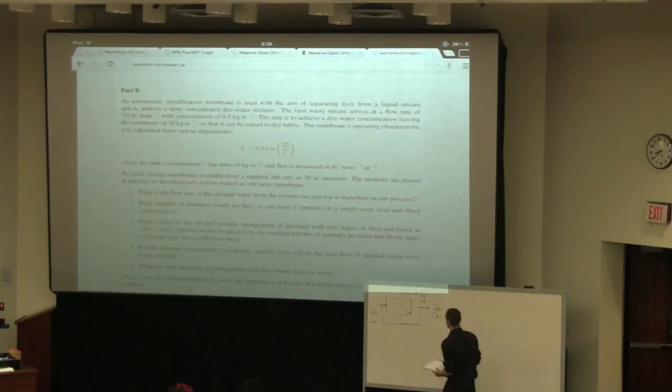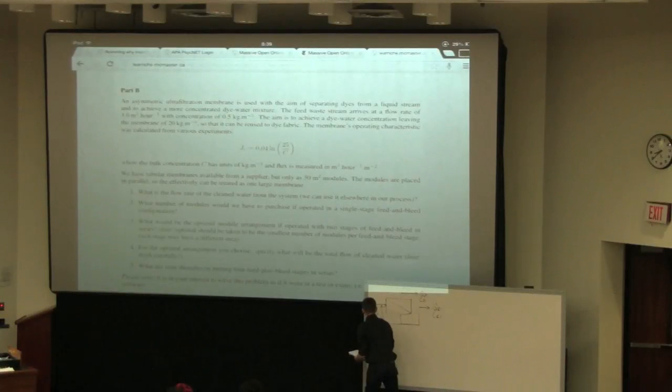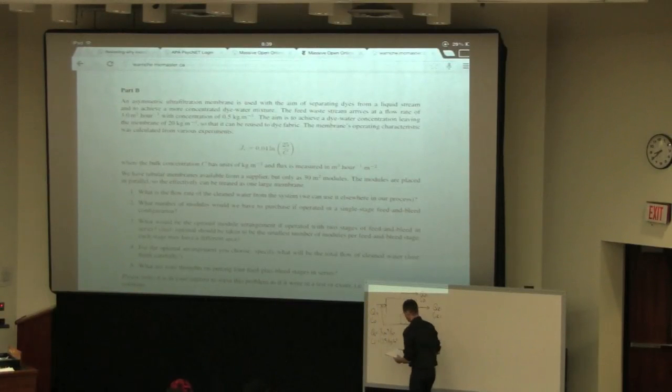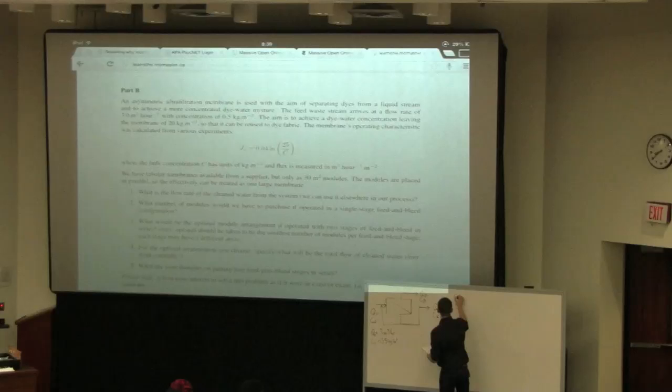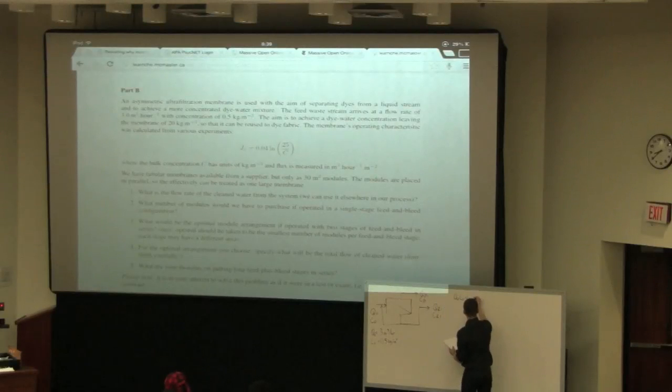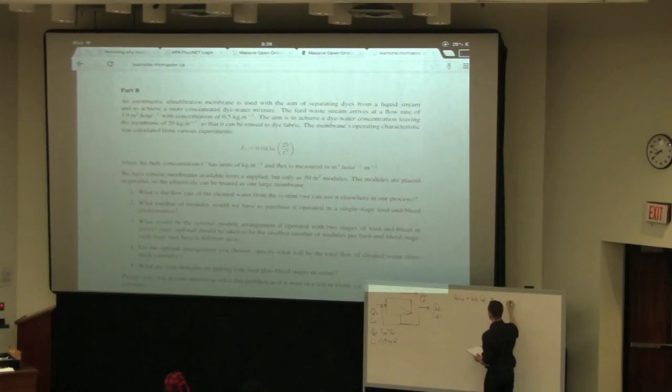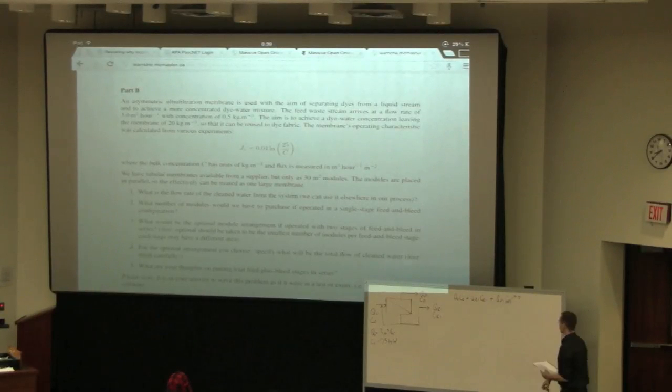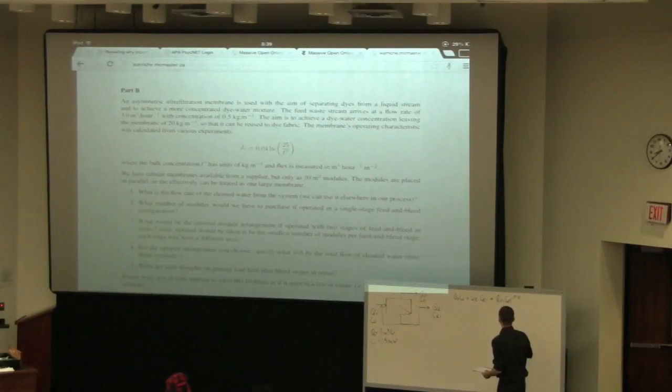So if we look at what we're given, Q0, that incoming flow rate, is 2 meters cubed per hour, and C0 is 0.5 kilograms per meter cubed. So those are our knowns. Then from an overall mass balance, we get Q0 C0 is equal to QR1 CR1, plus, essentially assuming nothing in the permeate, QP1 CP1, where that CP1 term is zero. And the standard assumption for ultrafiltration is that none of our dye comes out in the permeate.